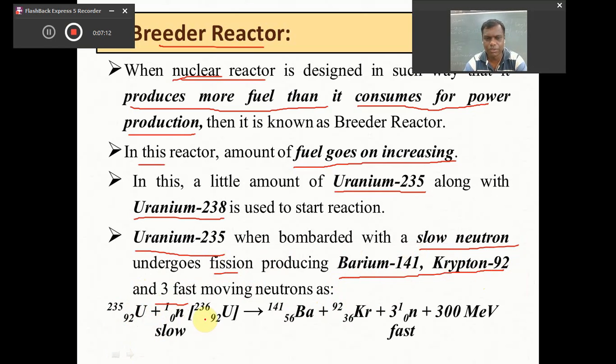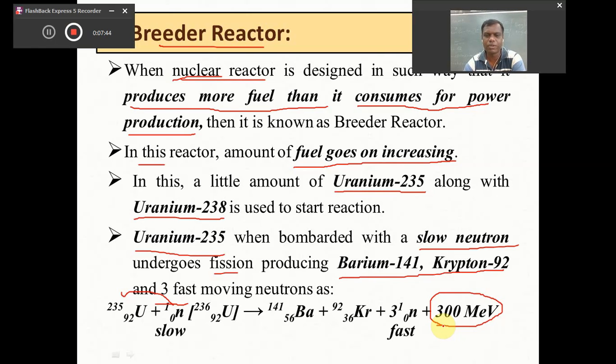Uranium 235 is bombarded by a neutron, and it is converted into uranium 236, and it will break down into two parts, barium 141 and krypton 92, with the liberation of three fast moving neutrons and the liberation of a large amount of energy, 300 million electron volts. So this is the simple nuclear fission process.